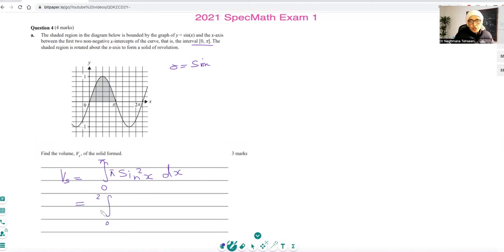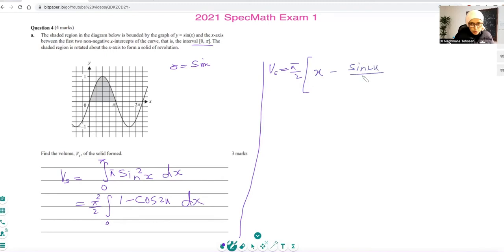So what we need to do is use the double angle formula to convert that into a simpler form, which would be pi times (1 minus cos 2x) over 2 dx. And then we can anti-differentiate it. So we will get Vs is equal to pi over 2 times x minus sine 2x over 2, and the limits are 0 to pi.